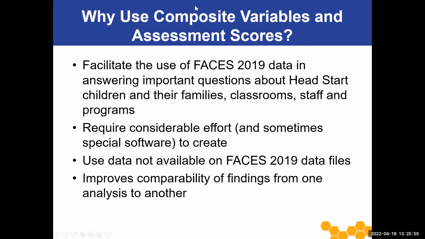So why use composite variables and assessment scores? There are almost an infinite number of variables and scores that could be created using the FACES data. Priority was given to variables that use data from multiple items or sources and that require considerable effort to create. Some variables used a combination of data from survey instruments and from a proprietary survey management system. Special statistical methods and software are needed to develop some of the child assessment scores. For example, item response theory analyses for assessment scores.